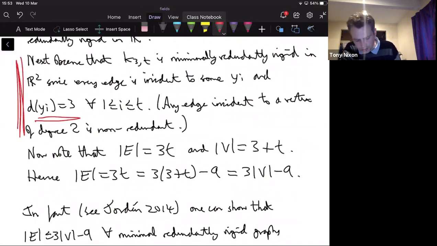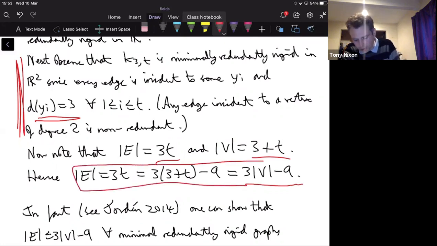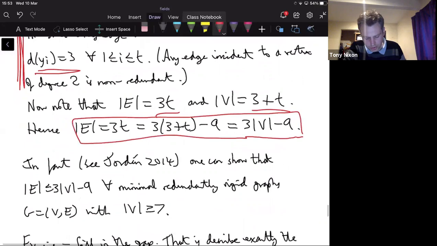So how many edges does K_{3,t} have? It's got 3 plus t vertices. And so you can see relatively easily that means it's got exactly 3v minus 9 edges for large t. So this is a family of examples that gets somewhere close to the 3v minus 6. It's only 3 edges away, and it could be very large.